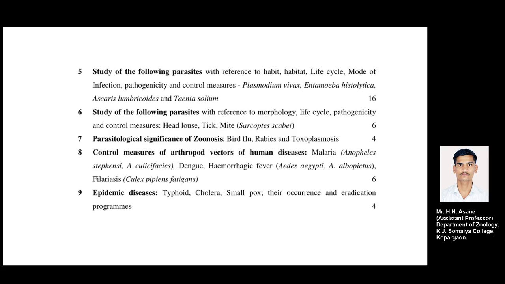And this sixth chapter is named the study of parasites with reference to the morphology, life cycle, and pathogenicity, and the control measures. Means we will see some household pests. And the household parasite is the head louse, Pediculus humanus is the scientific name of the head louse.